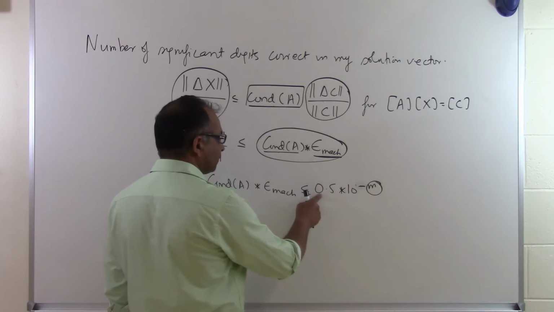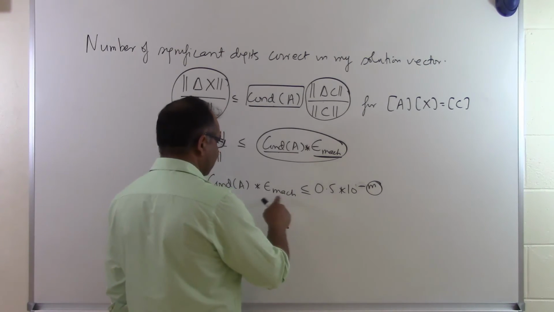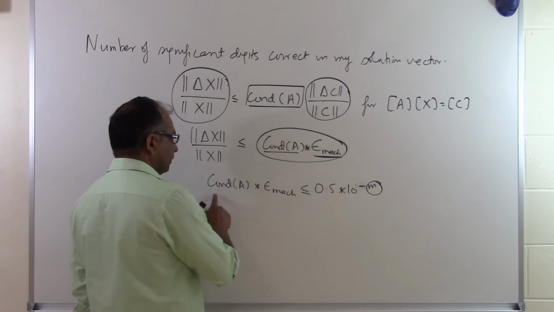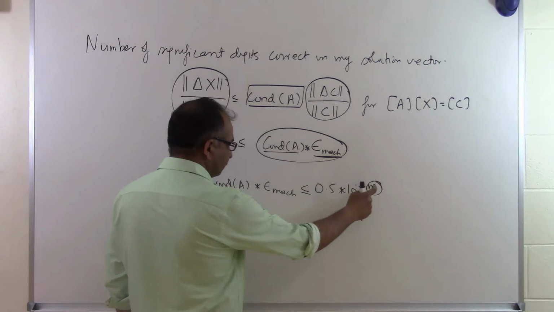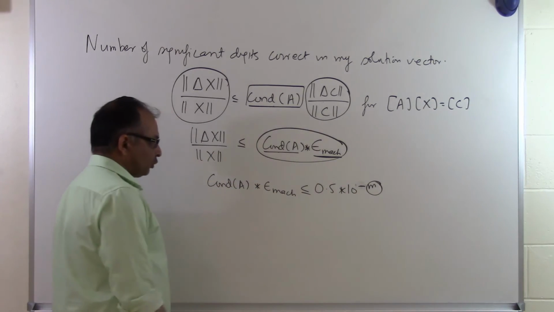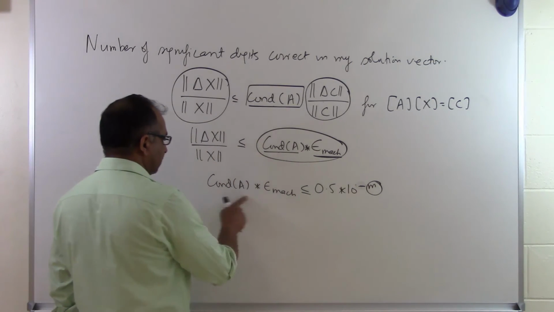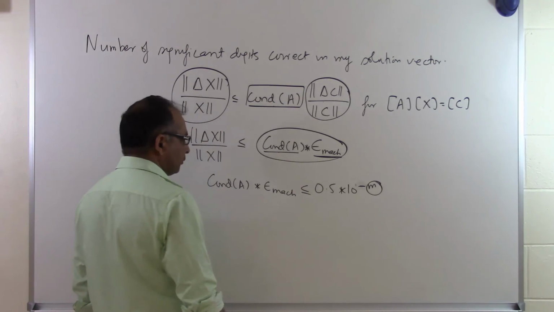This goes back to the same formula which we have had for a relative pre-specified tolerance of 0.5 times 10 to the power 2 minus m. The reason why the 2 is missing is because we are not talking about percentages here. This is just a fractional number, the condition number of A times machine epsilon. So go and find the largest positive integer m for which the condition number times the machine epsilon is less than this number. That gives you the number of significant digits.